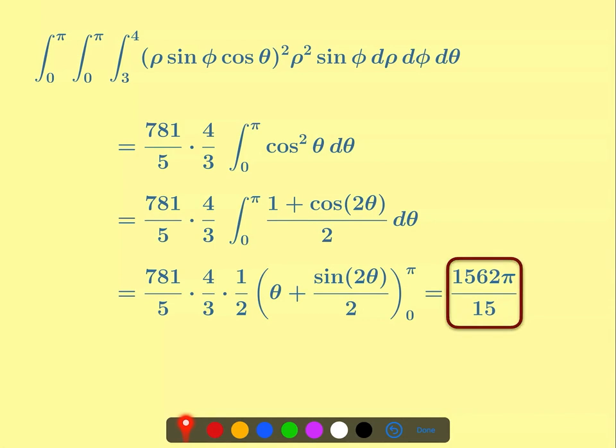So that's the value of this triple integral we started with. It's 1562 pi over 15. And that finishes this example and finishes this lecture.